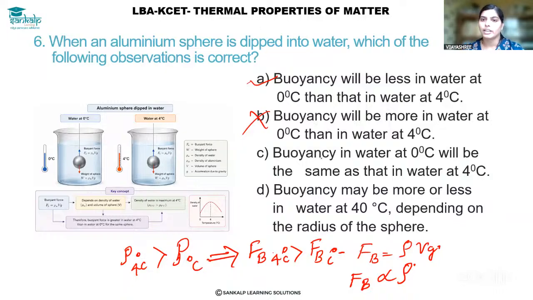So buoyancy in the water at 0 degree Celsius will be same as that at 4 degree Celsius.